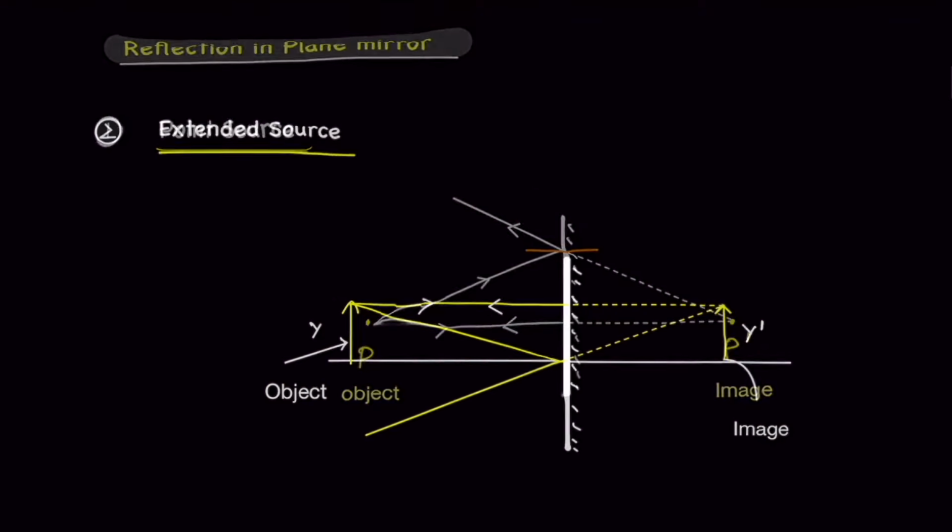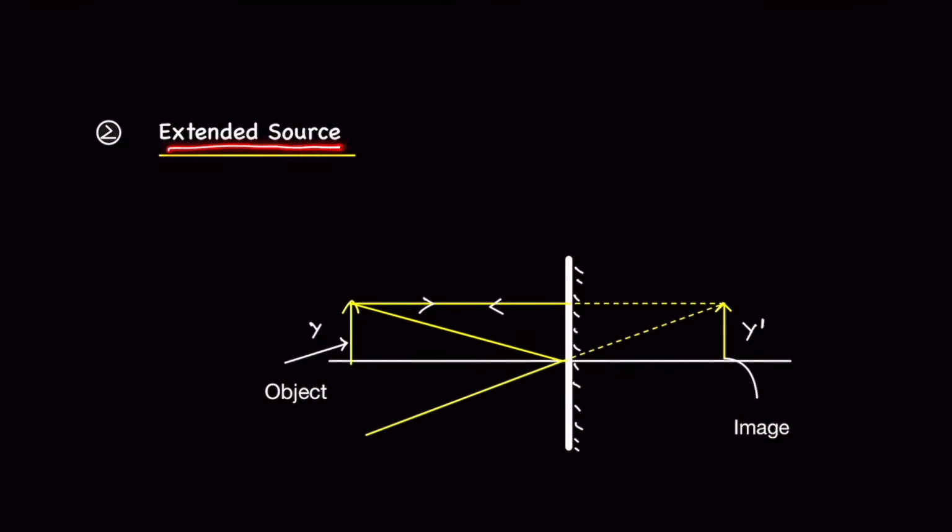Next example is extended source. In an extended source, we took the object which has a certain height HO or Y, and then again we will do the same way as we did in the previous example. We will take two rays. One we can consider perpendicular to the surface, so it will follow the reflected ray in the opposite direction but the same path. So its reflected ray will follow behind the mirror in this direction. Similarly, this is again our incident ray and here is the reflected ray.